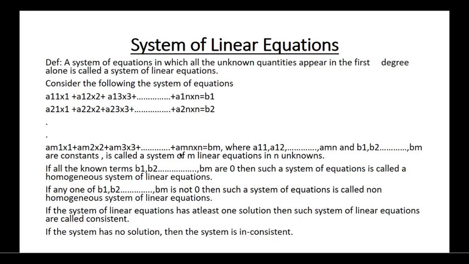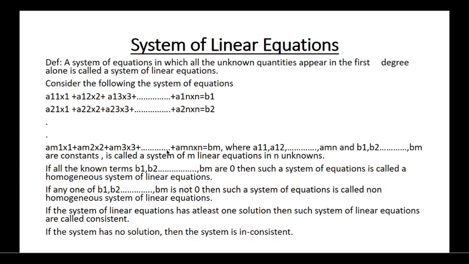A system appears like this. This one is called a system of m linear equations. There are m equations: first one, second one, and mth one. M linear equations in n unknowns: first unknown, second unknown, third unknown, like that, n unknowns.